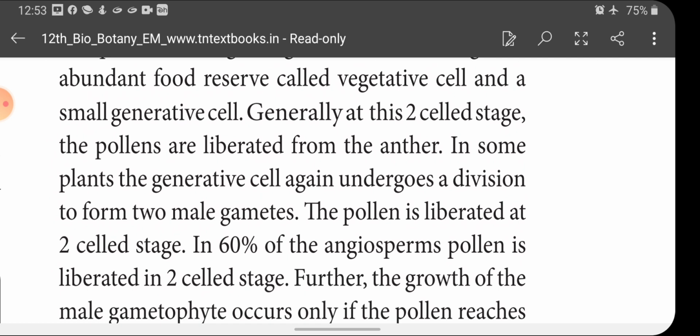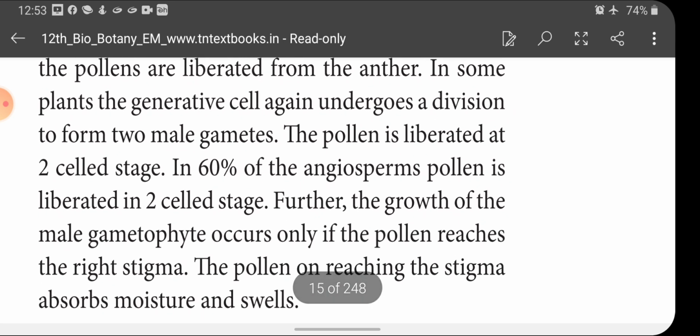Generally, at this two-celled stage, the pollens are liberated from the anther. This is an important thing: when the pollens are liberated from the anther, they are in the two-celled stage. In some plants, the generative cell again undergoes a division to form two male gametes. So the pollen is liberated at the two-celled stage.